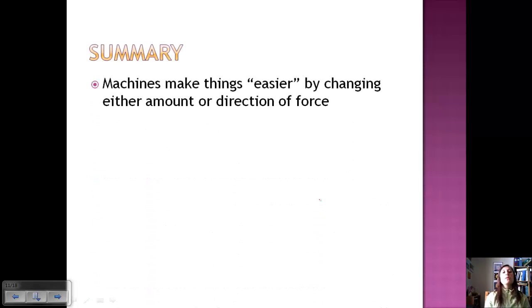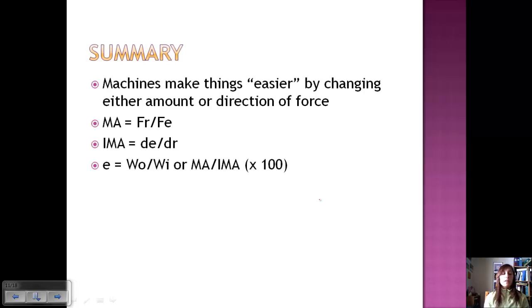Okay, so let's kind of review. Machines make things easier by changing either the amount or the direction of the force. To find the mechanical advantage, we take the force of the resistance or the machine divided by the force exerted, which would be your force that you exerted. Ideal mechanical advantage is the displacement exerted divided by the displacement of resistance. And we can also put these into an efficiency equation by either taking the output work divided by the input work, or the mechanical advantage divided by the ideal mechanical advantage, and multiplying by 100 to get a percent.